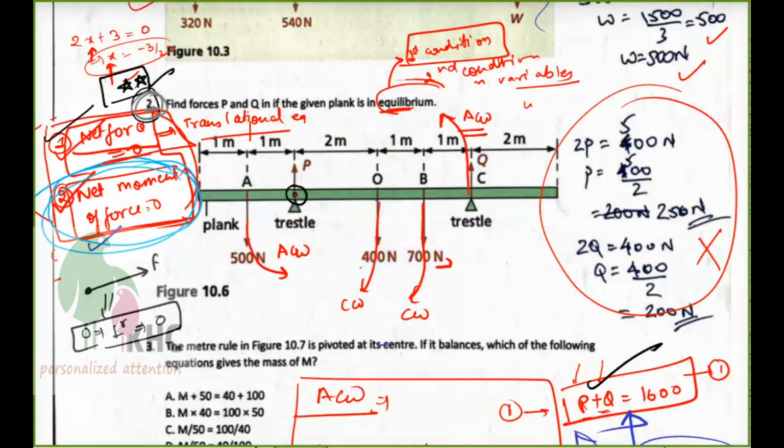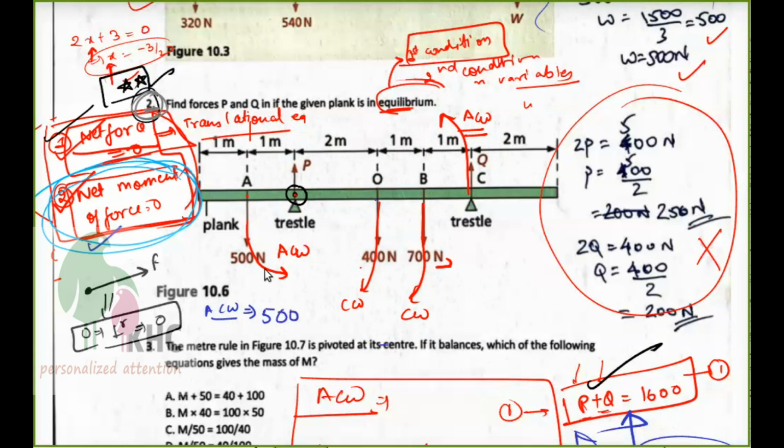Now, about P, what I have to do? I have to equate all the clockwise moments to all the anti-clockwise moments. That's what my aim is, right? So can you tell me the equation of all the anti-clockwise moments? 500 plus 4Q.